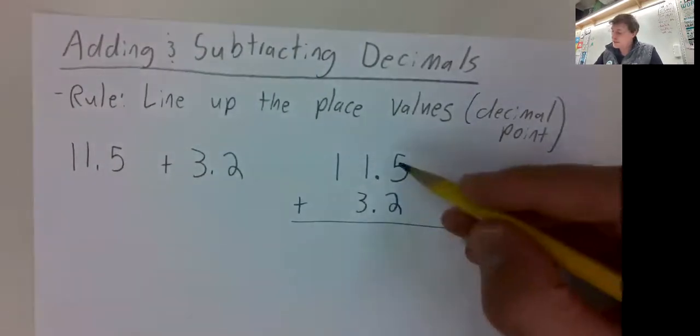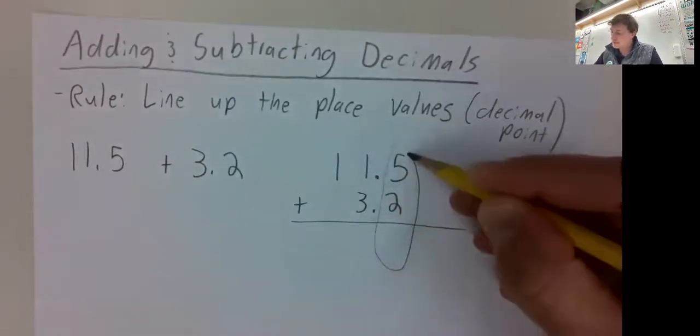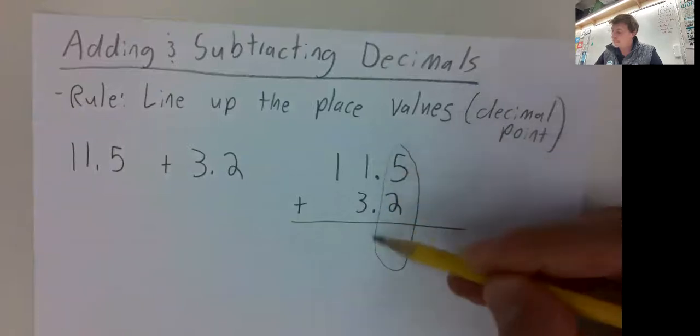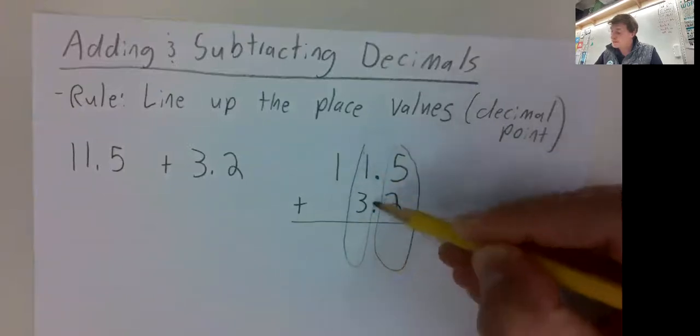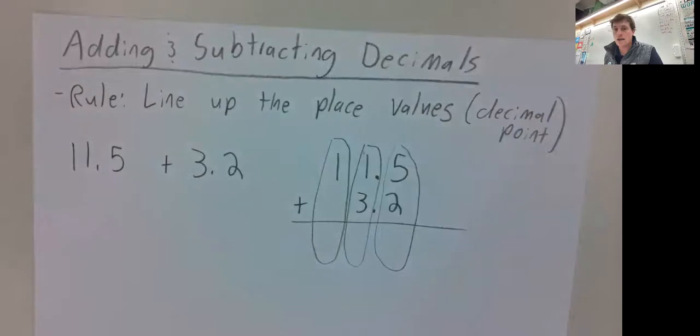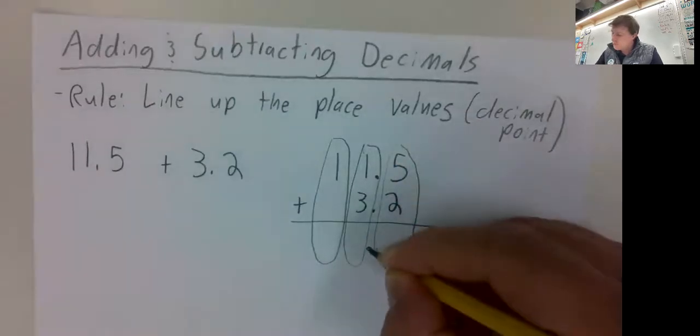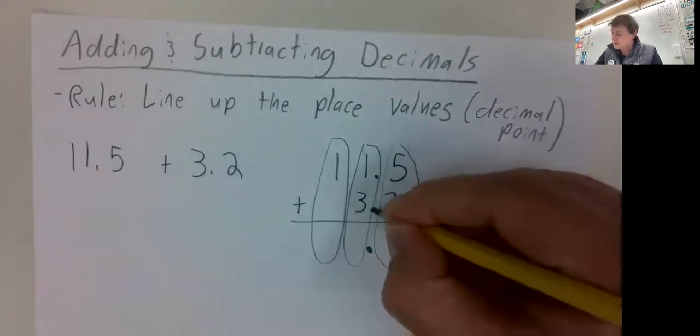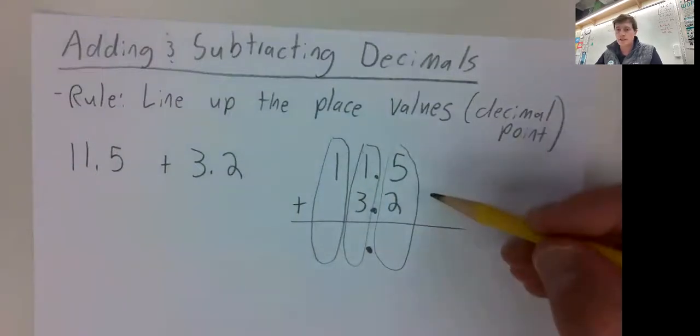Now, notice that my tenths place, my decimal point, and my ones place on the other side of the decimal are all lined up. We want to make sure that our place values are lined up when we're adding. After my place values are lined up, my decimal point is going to drop down to the same point that it is now. And all I need to do is add.